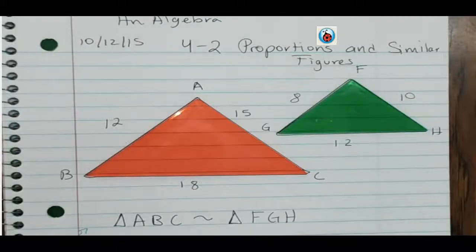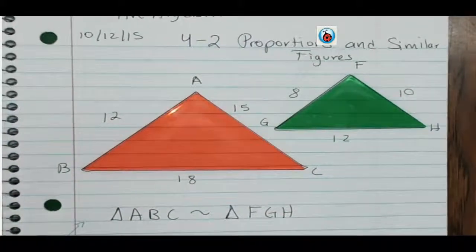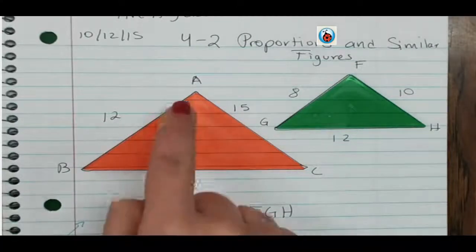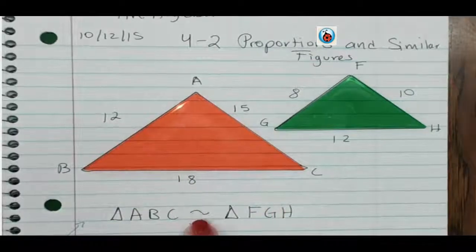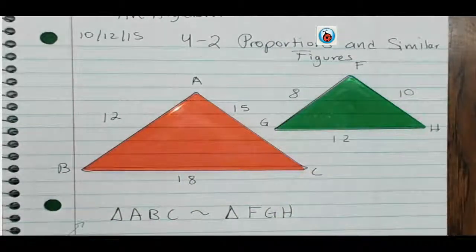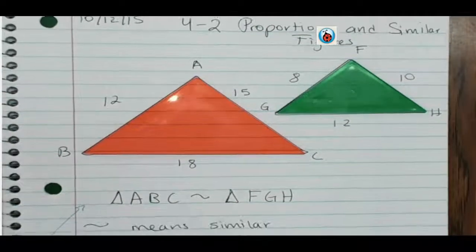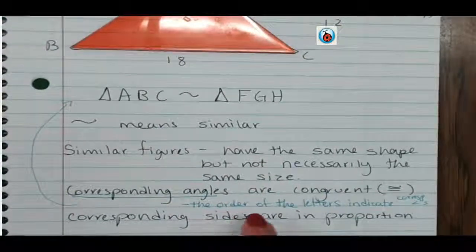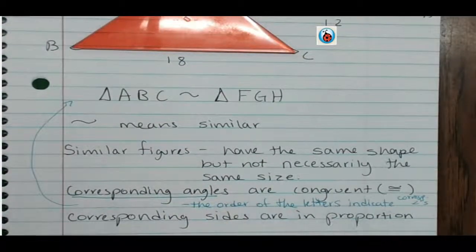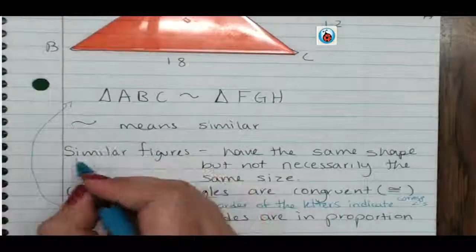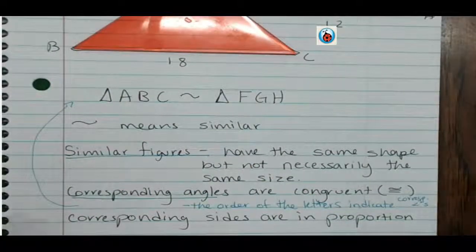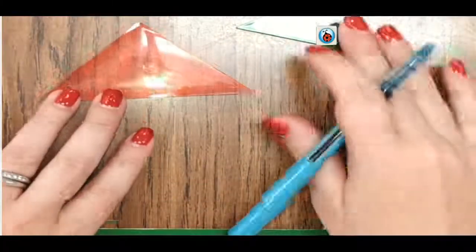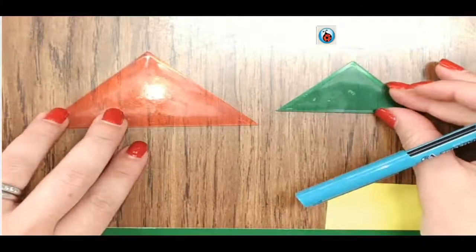So today we're talking about proportions and similar figures. Right here we can see triangle ABC is similar to triangle FGH. This is a symbol for similar. Similar figures have the same shape but not necessarily the same size. So if we look at these two triangles, they have the exact same shape, but their size is different.